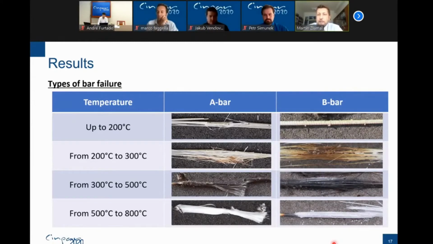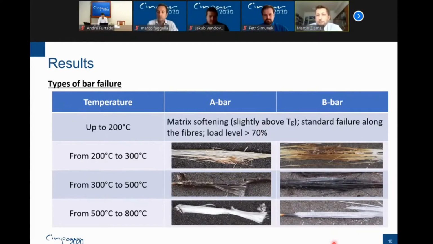This is a typical type of failure under the normal temperature. So up to 200 degrees, we are slightly above Tg. Tg is the glass transition temperature for the matrix, so we may suppose that the softening of the matrix starts. And as I said, the failure is standard, as at a normal temperature. This type of failure is typical for a load level greater than 70% of the tensile strength.